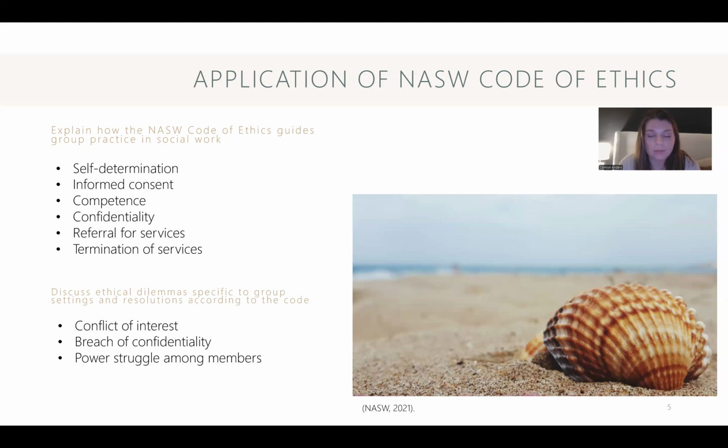And often there are natural power struggles among members and personality clashes and all of that type of interaction within the group. In order to navigate this and find resolutions that line up with the code of ethics, social workers should begin by facilitating conversation around confidentiality and conflict of interest and just lay out and revisit the rules of the group and the expectations of the members, just so everybody's on the same page.